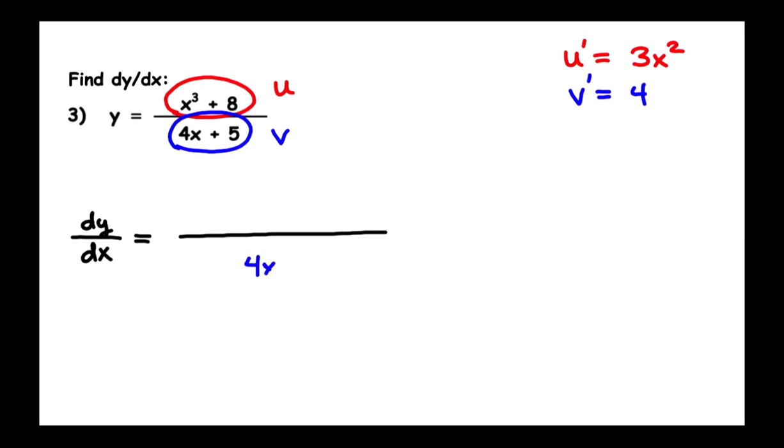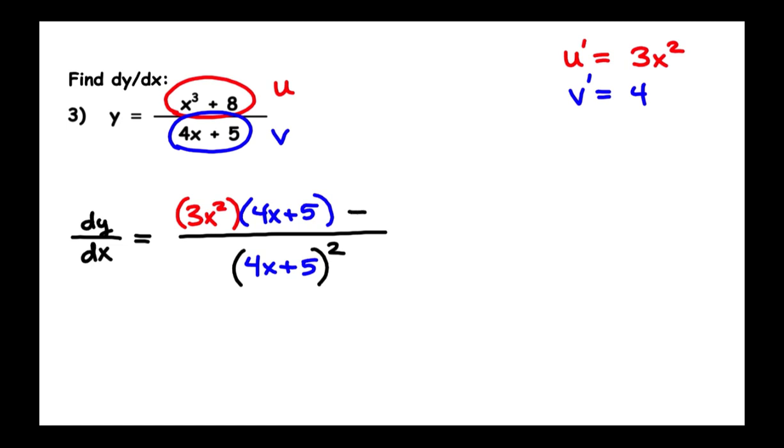It's not v prime, it's regular v, just copied, getting itself squared. It's kind of a nice brainless break for myself. Okay, brain break over. u prime v. Well, u prime is 3x squared times v, which is the 4x plus 5.